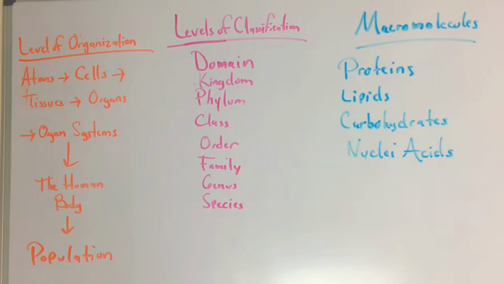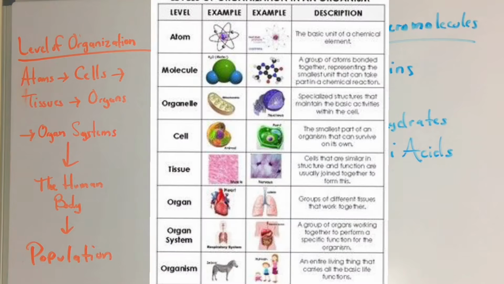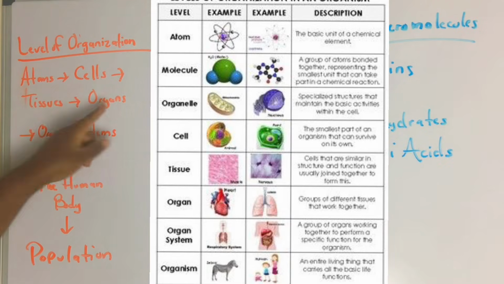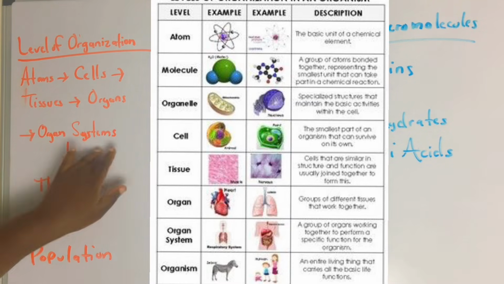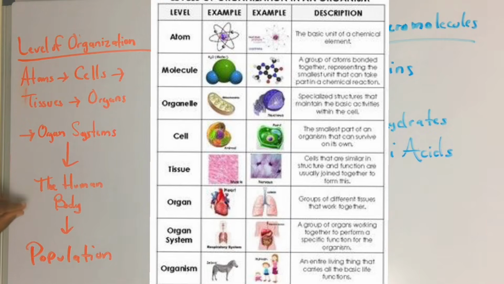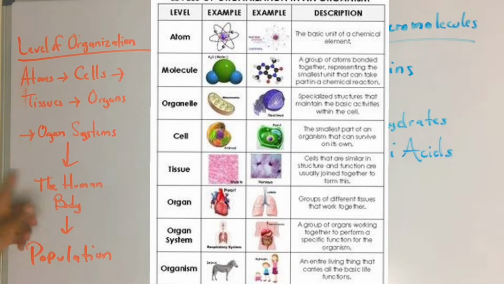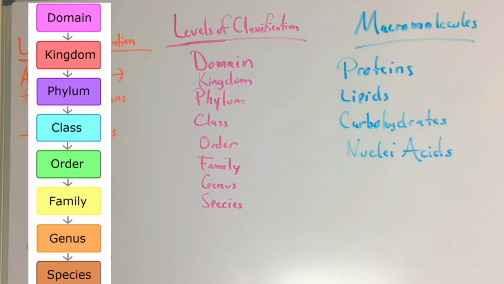So let's get started. Alright guys, so let's start with the levels of organization. We have atoms, and atoms make up cells. Cells make up tissues. Tissues make up organs. Organs make up organ systems, like the liver and the skin. And then those organ systems make up the organism, the human body. And then humans, the organism, make up the population. Next, we have the levels of classification: domain, kingdom, phylum, class, order, family, genus, species.